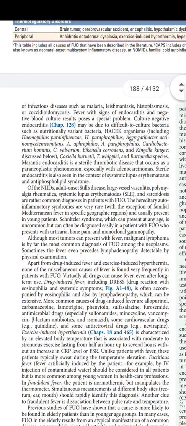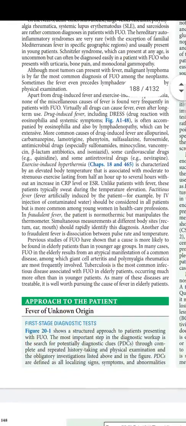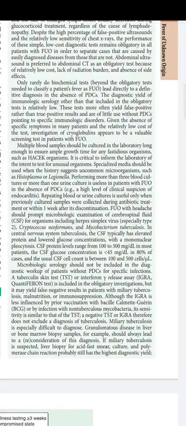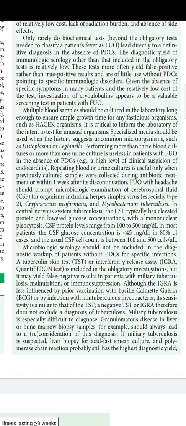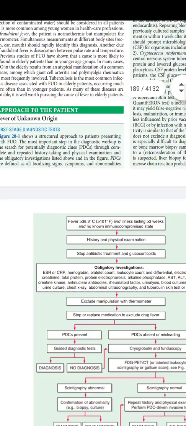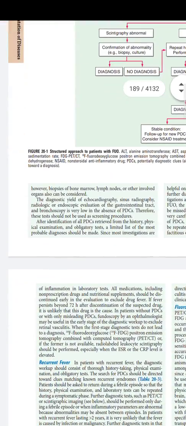And apart from that, the approach is the same. The only thing is that here microbiological serology should not be included in the diagnostic workup of patients without potentially diagnostic clues for specific infections. A tuberculin test or interferon gamma release assay, just IGRA, the quantiferon test, was not there in the earlier edition. This quantiferon test is included in the obligatory investigations. Other than that, everything else appears to be the same.